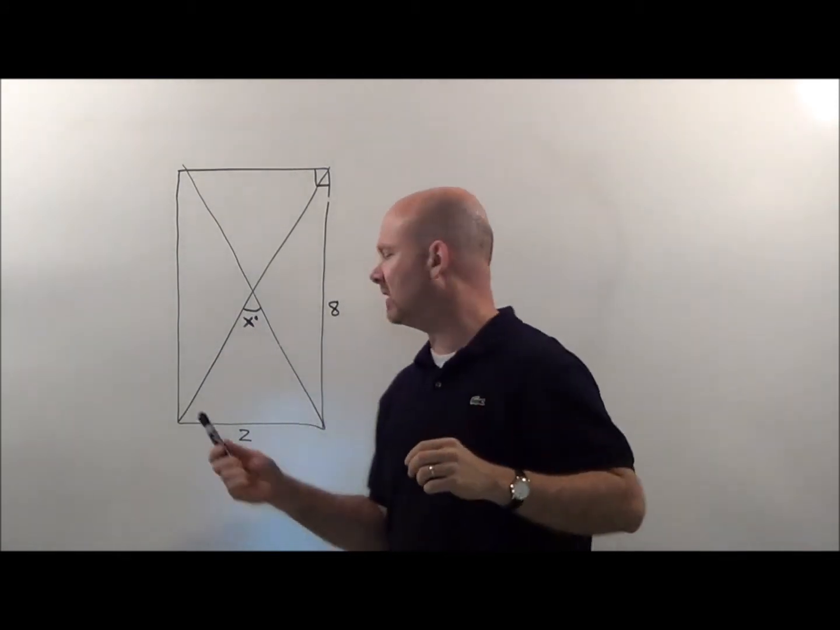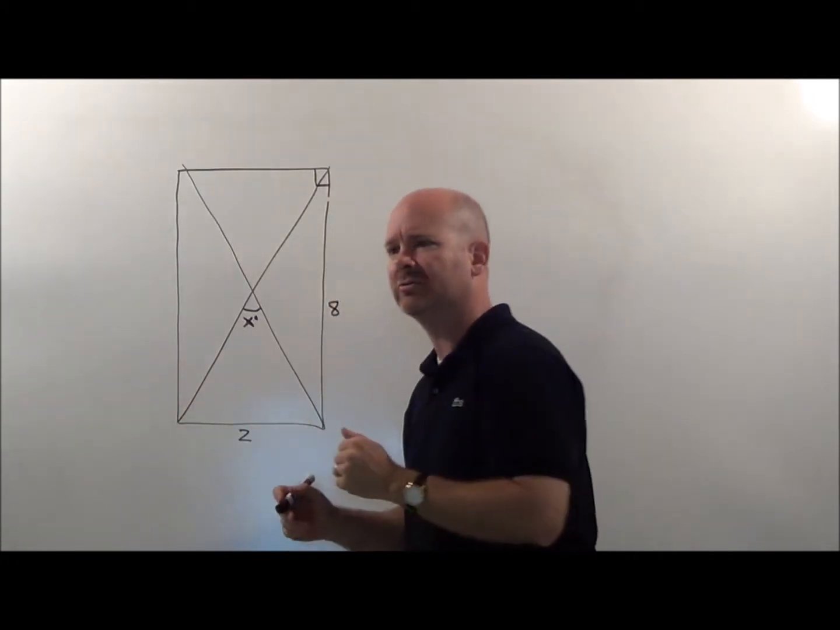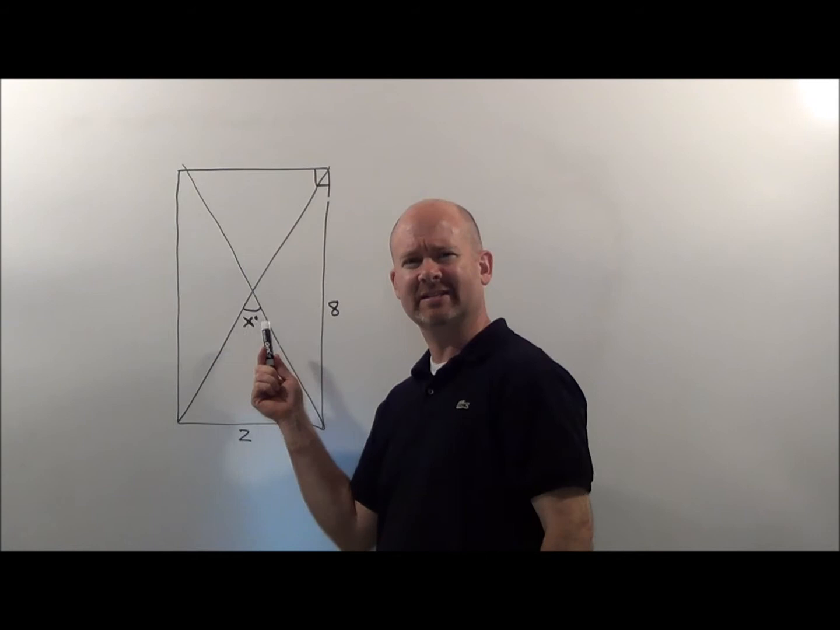Now the first thing I think of when I see a right triangle is, oh, Pythagorean theorem, they give me two sides, I can find that hypotenuse. But that's not going to really help me find an angle measurement in this situation.